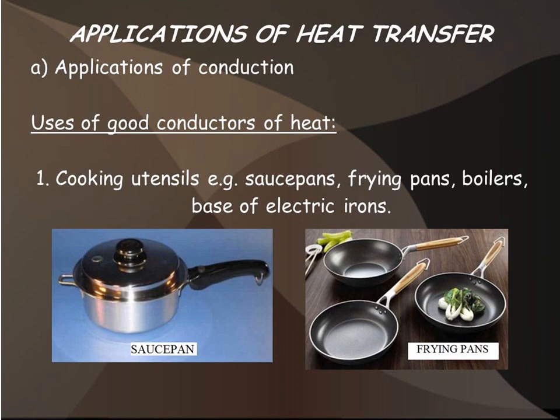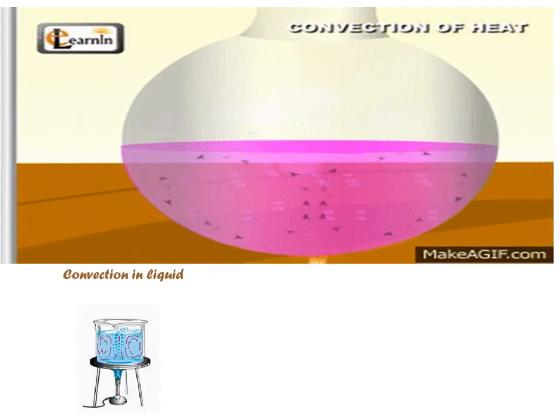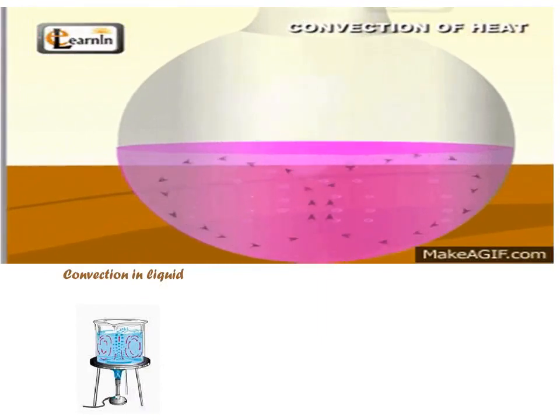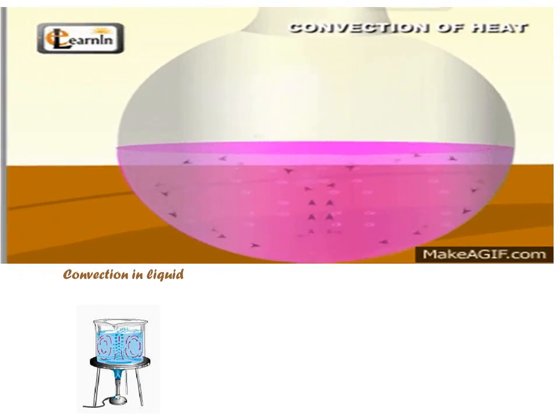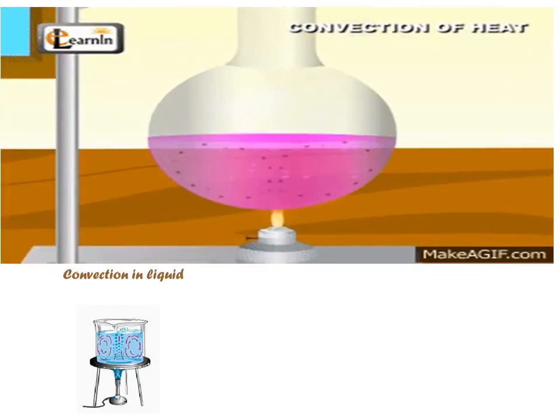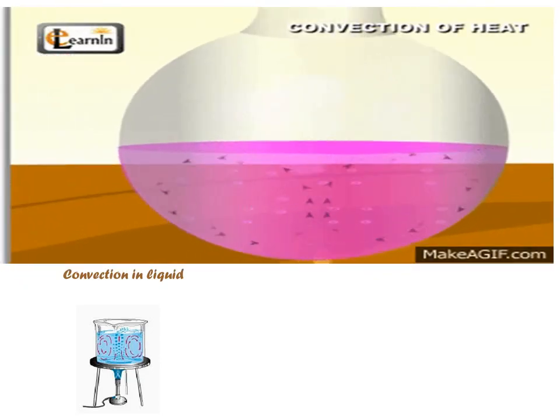Now it's time to check convection. Convection of heat. Convection is the transfer of heat by the movement of particles. Convection is the primary mode of heat transfer in fluids. Fluids means liquids and gases. This is because the molecules are loosely arranged with space between them in liquids and gases, which allows easy movement.